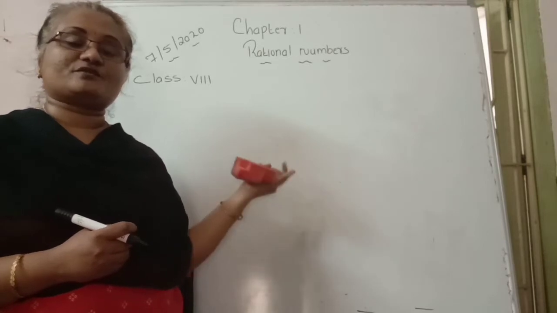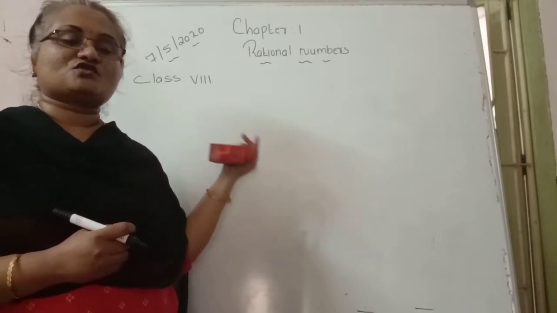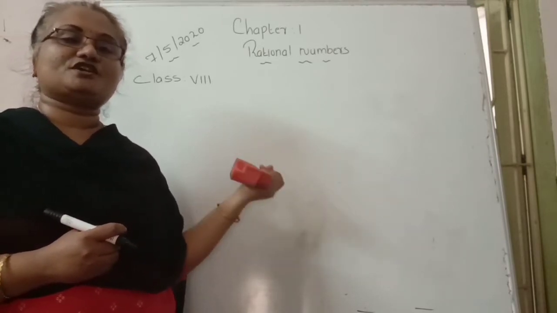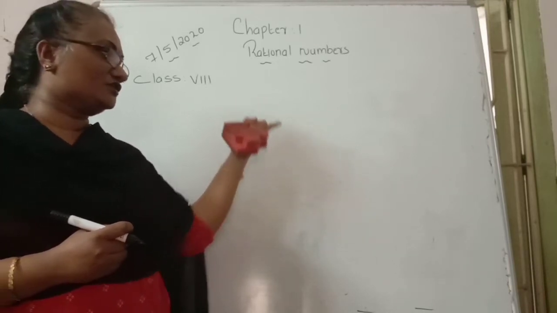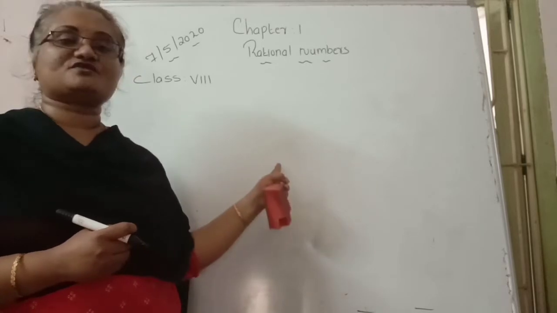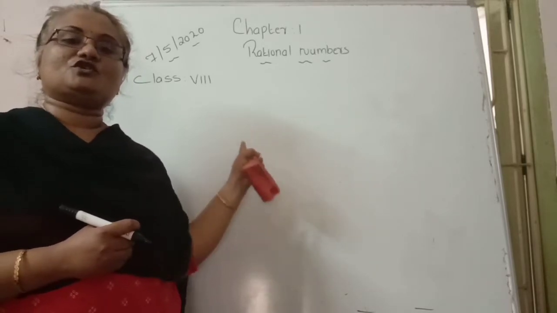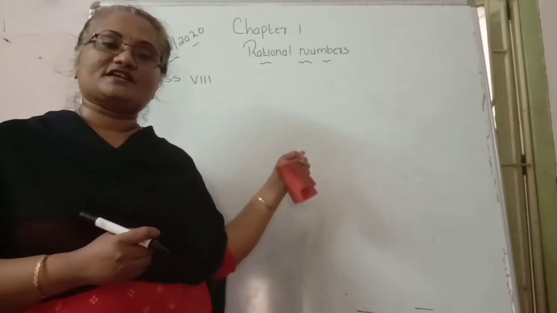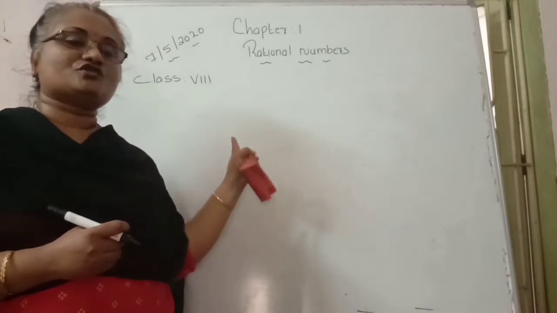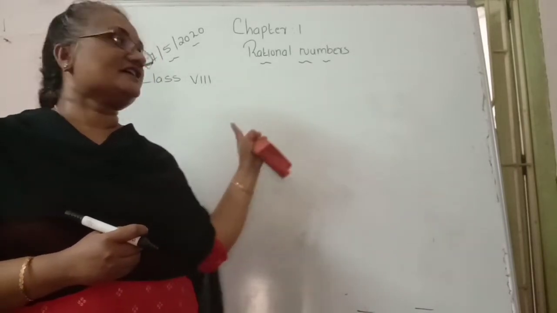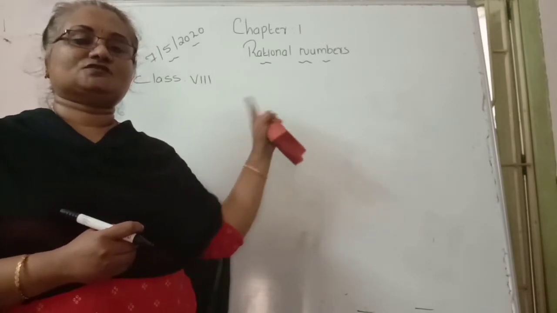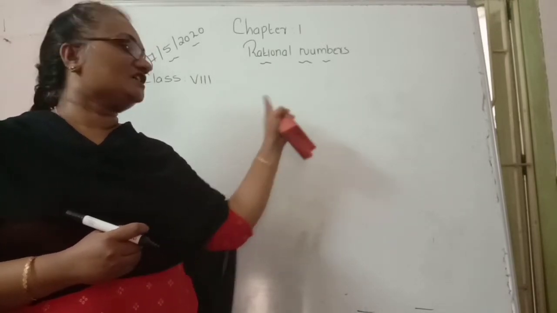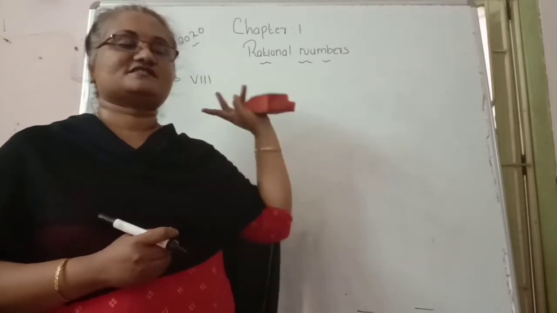Properties means the closure property, associative property, distributive property, and commutative property. Like this, we are going to learn and discuss these properties in this chapter. Then, using the distributive property, how to find the answers, how to draw the number line, and how to represent rational numbers. We are going to discuss these things in this chapter.